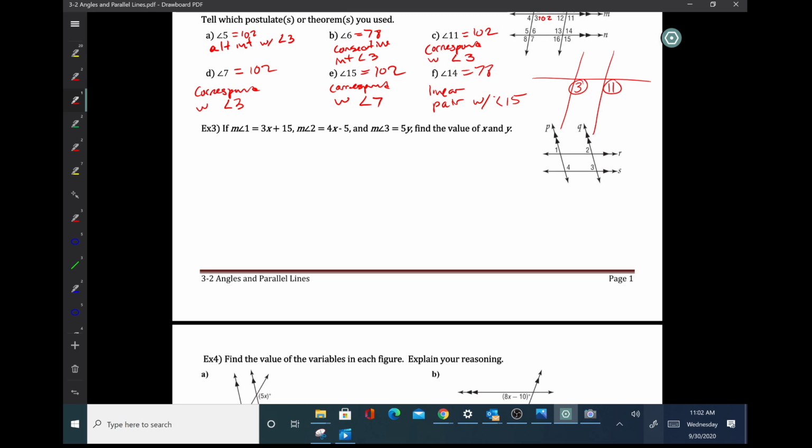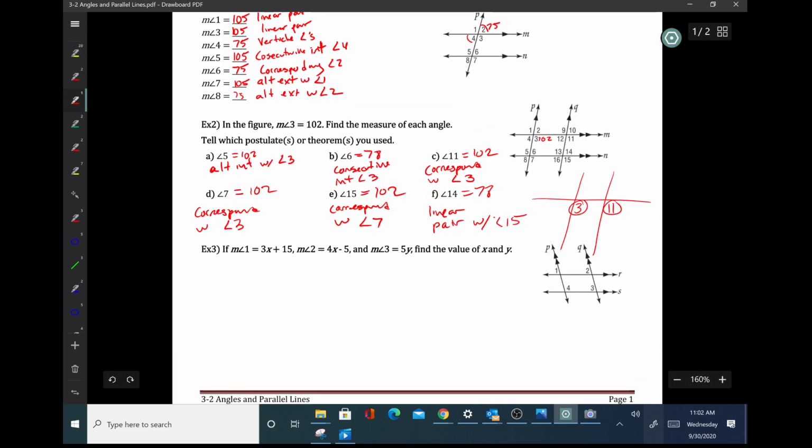Yeah, go ahead. Didn't you say there was a certain term for, like, you see angle 1 and then angle 10, they're alternate exterior? Oh no, I meant angle 1 and angle 9. They're corresponding. Yeah, they're corresponding. Turn your paper sideways, they're corresponding. Okay?